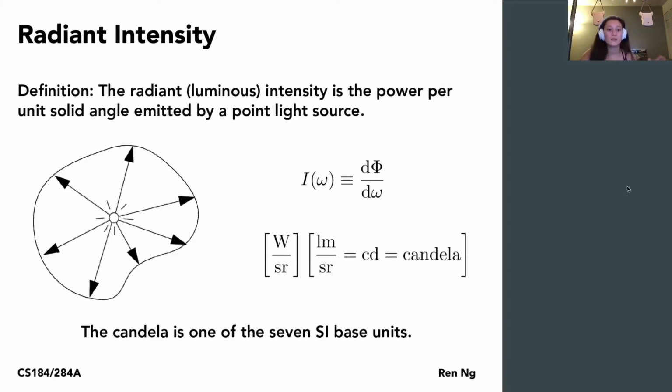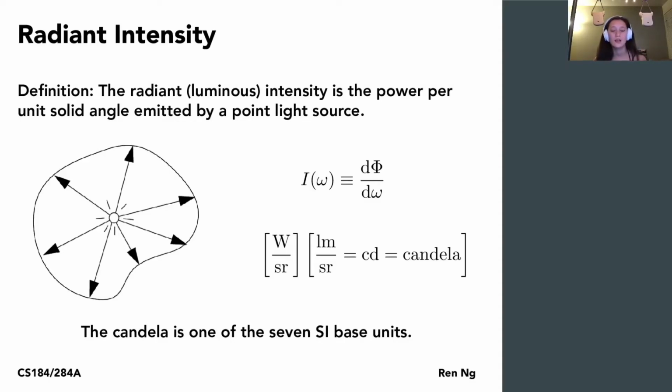Okay, so radiant intensity is the power per unit solid angle emitted by a point light source. Keep in mind, this is what is being emitted by a point light source. This is similar to radiant flux, since that's a way to measure the amount of energy being emitted by a point light source. But the difference here is we have also included this unit solid angle.